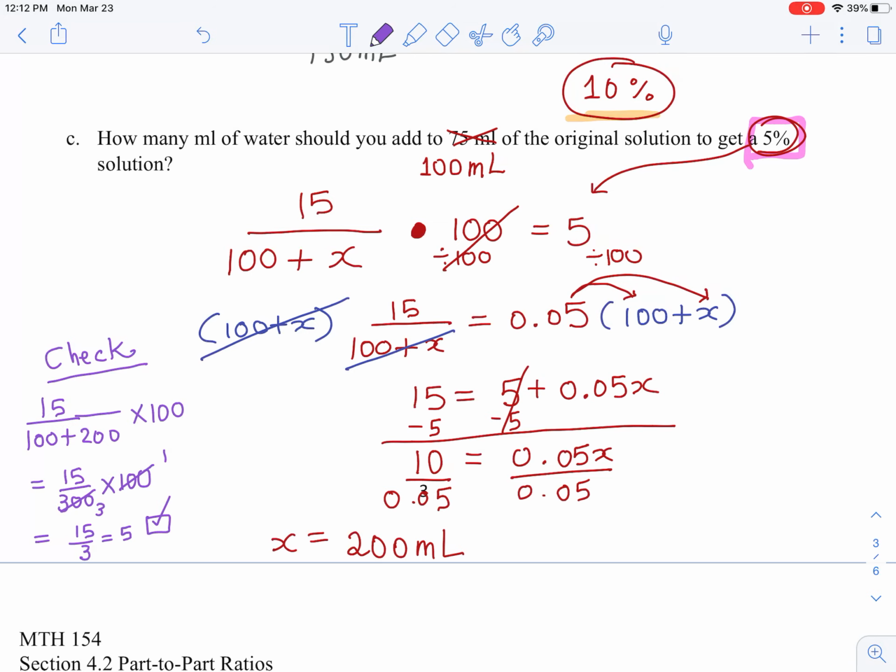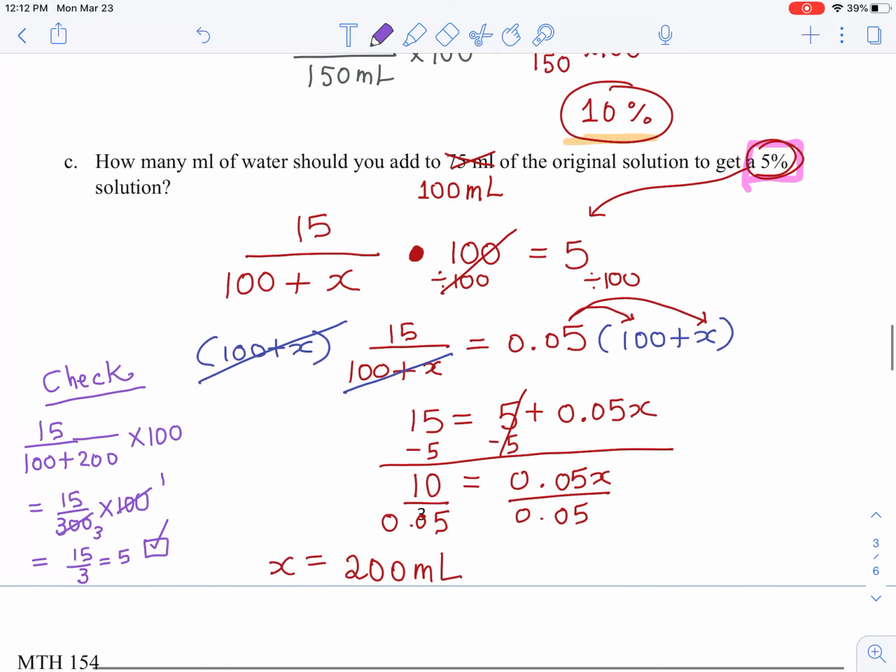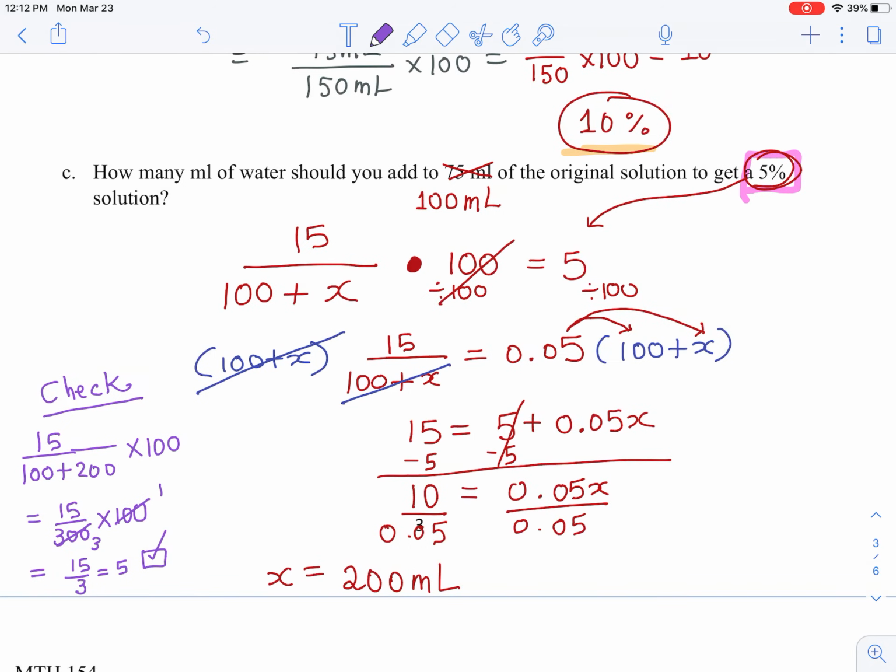Well, guys, this part was a little more challenging than part A and B. But we're using the same exact setup. We're just solving it backward. That's what made it a little more complicated. But here's the answer. X equals 200 milliliters. We have to add that much water in to the original solution to get a 5% solution, okay?